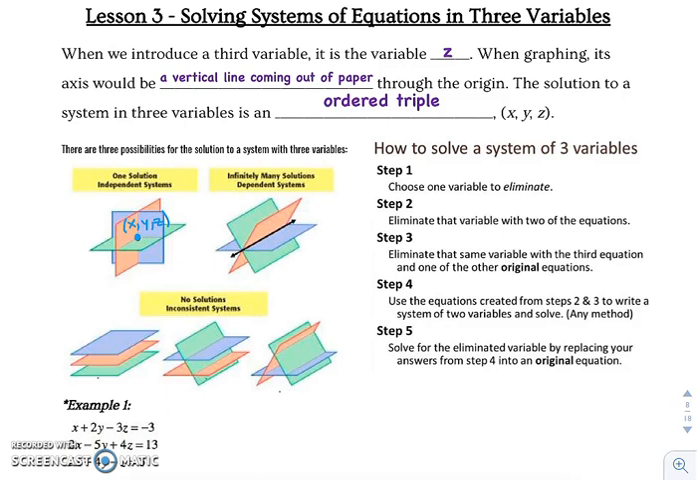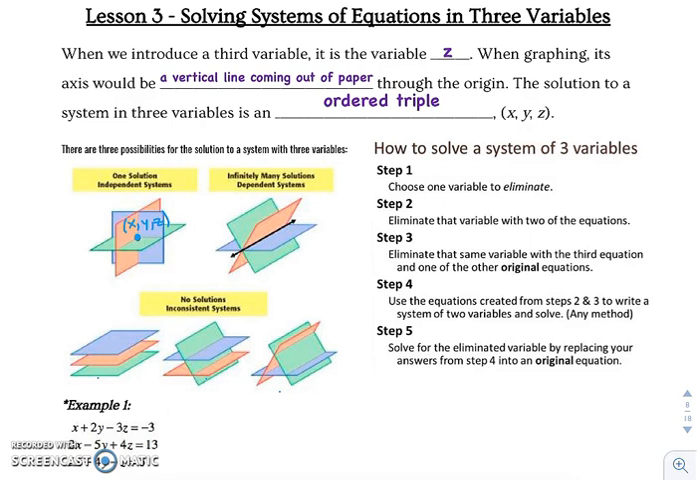Over on the right, it does give you steps. I think it's a little confusing, so we're going to go through one or two examples. But what's going to happen is you're still going to choose a variable to eliminate like you normally would, but you're going to eliminate that variable with two of the equations. So you're going to have to multiply a number twice instead of sometimes just that one time like you used to have to do. Then you're going to eliminate that same variable with the third equation and one of the other original equations, just like we've done before, just a little bit more involved this time.